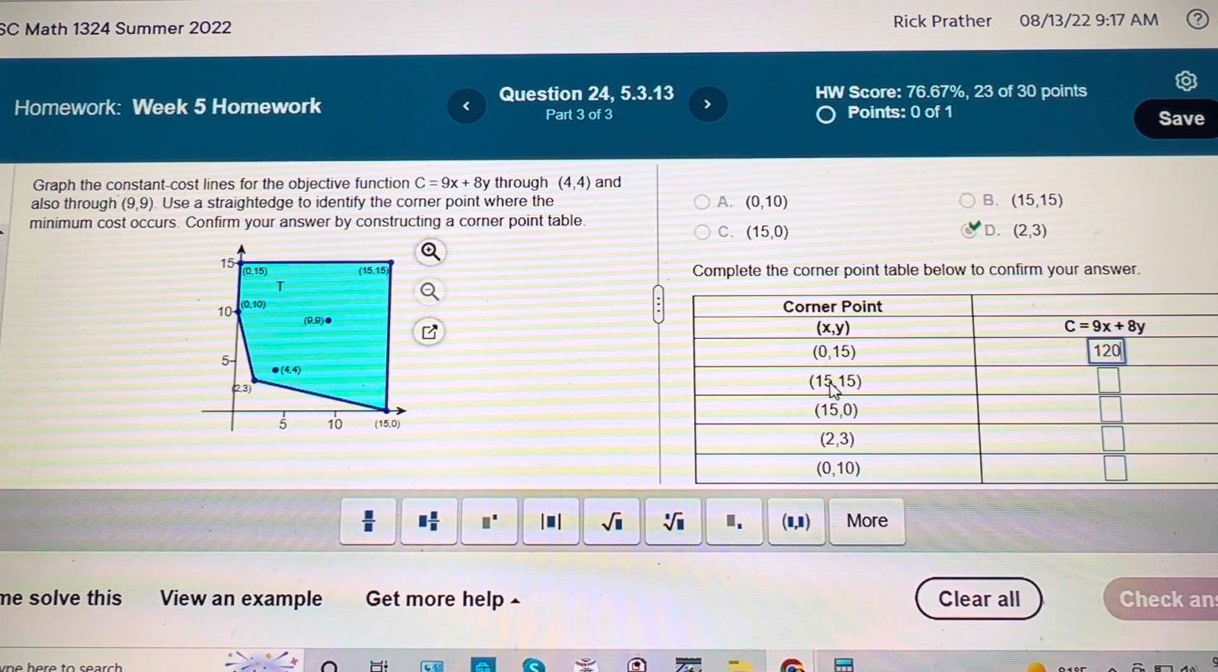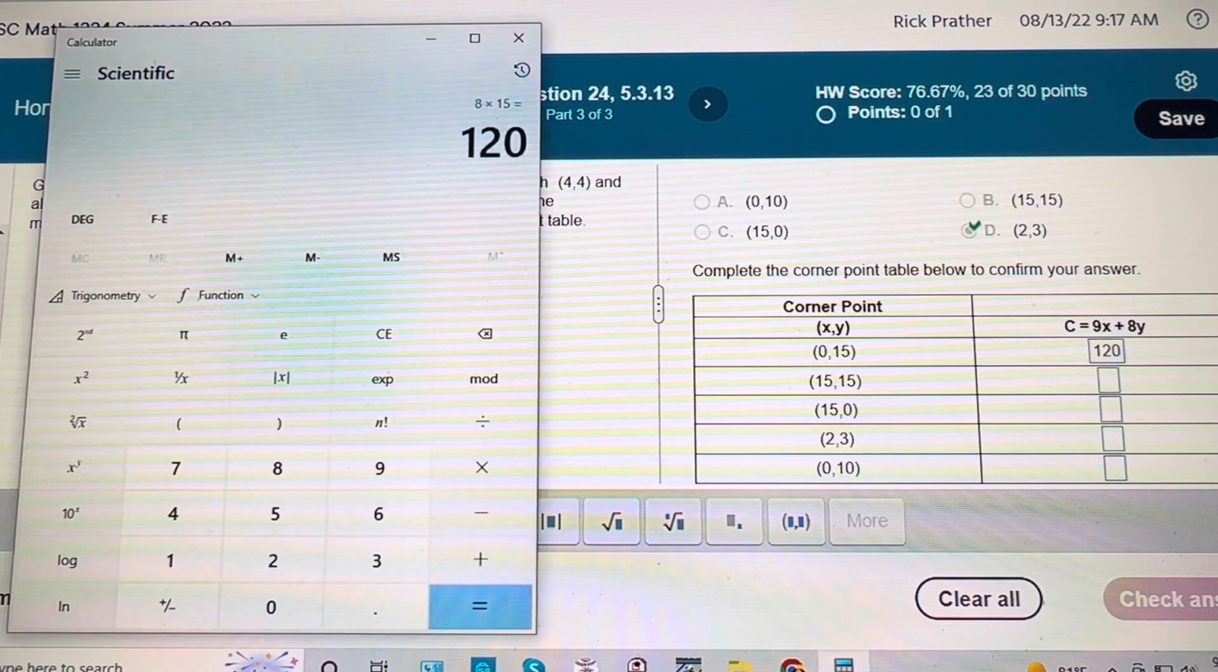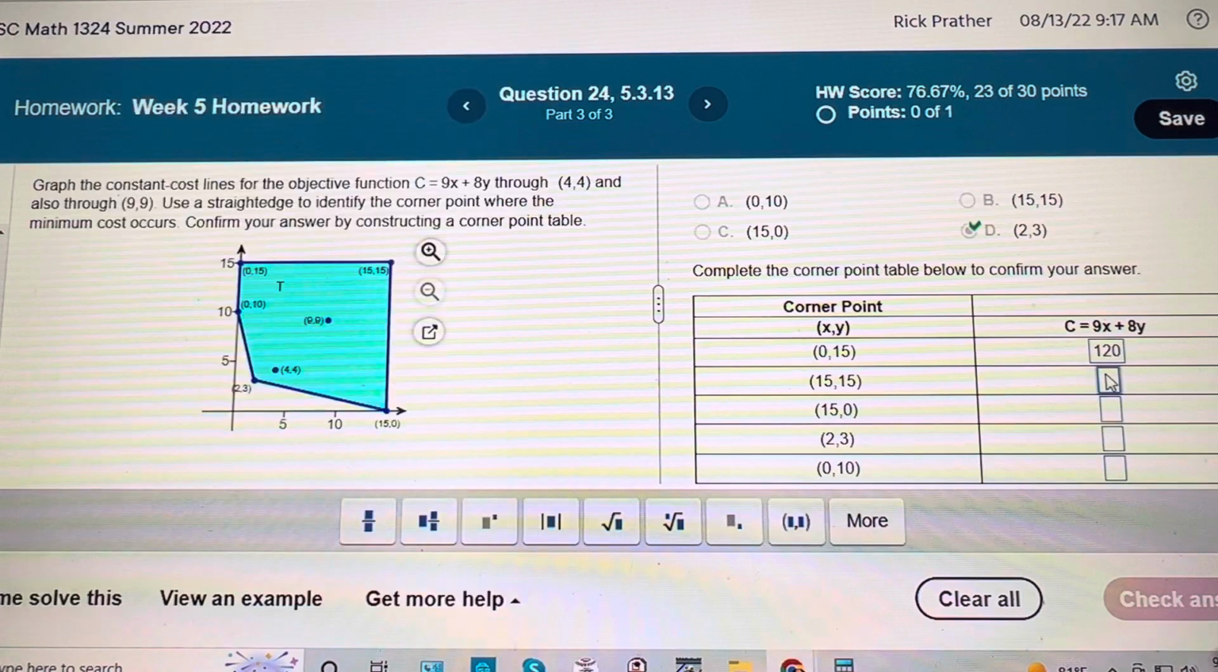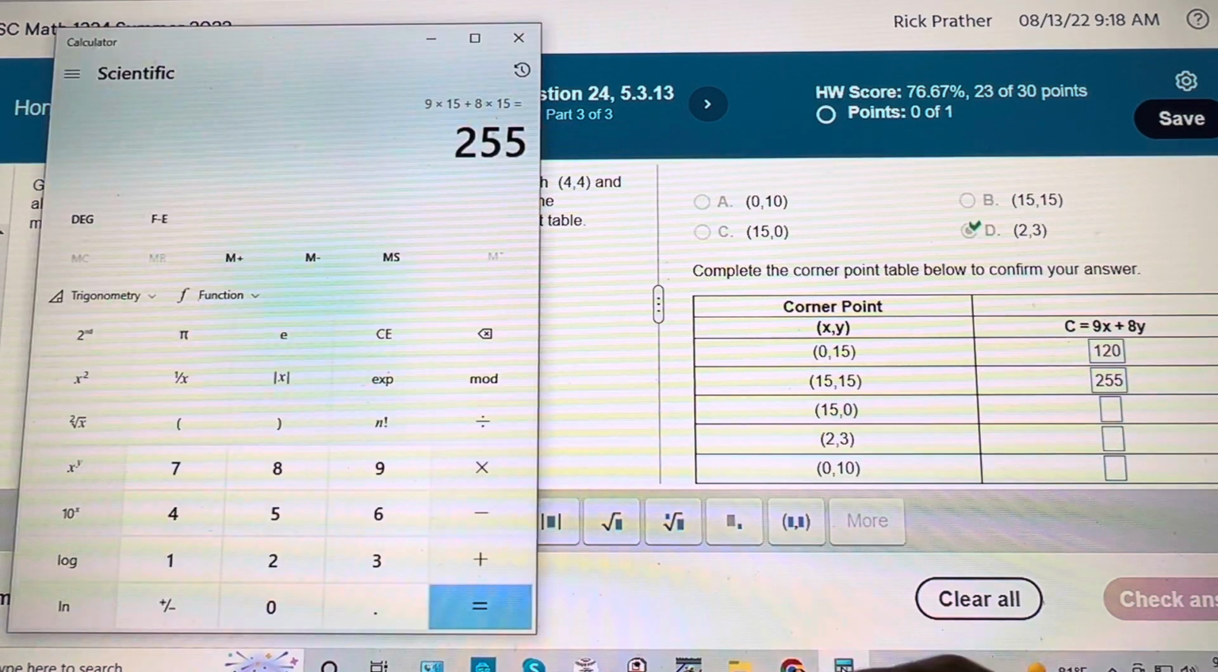15, 15. So you need to do 9 times 15 plus 8 times 15. Although clearly this is not the minimum one. 9 times 15 plus 8 times 15. Then the costs go up to 255, whatever, hundreds, thousands, millions, whatever it is. Then I just have 15 for the X only and nothing for the Y. 15 times 9, 135.